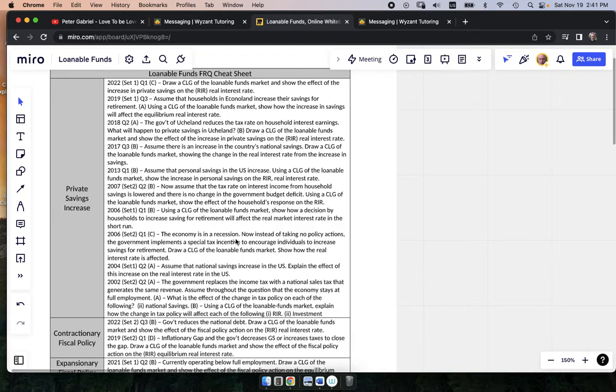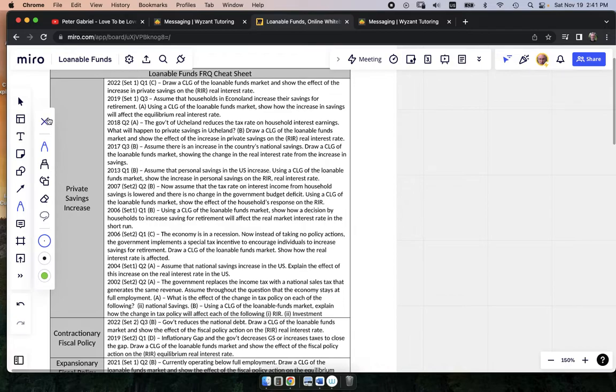Charles here. Let's do a real quick loanable funds graph. We're just going to run through this fairly quickly. Loanable funds touches all over the place: monetary policy, fiscal policy, and then they throw different things at you, like foreign exchange. So we can do this fairly quickly.